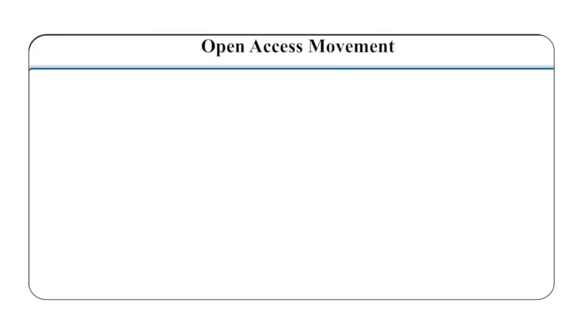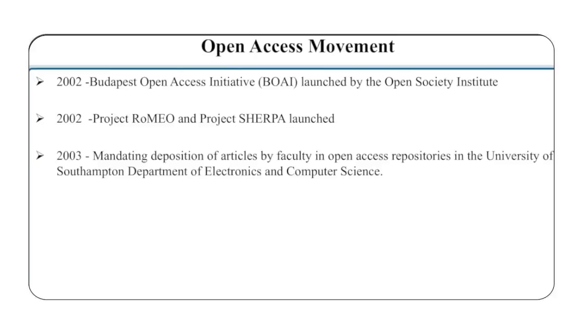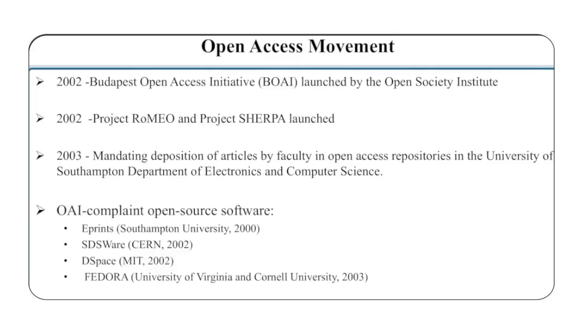While Open Archives Initiative (OAI) is one of the major catalysts to IR's movement, other catalysts to this movement include the Budapest Open Access Initiative, launched by the Open Society Institute in 2002, Project Romeo and Project Sherpa, launched in 2002, and mandating deposition of articles by faculty in open access repositories in the University of Southampton, Department of Electronics and Computer Science in 2003.